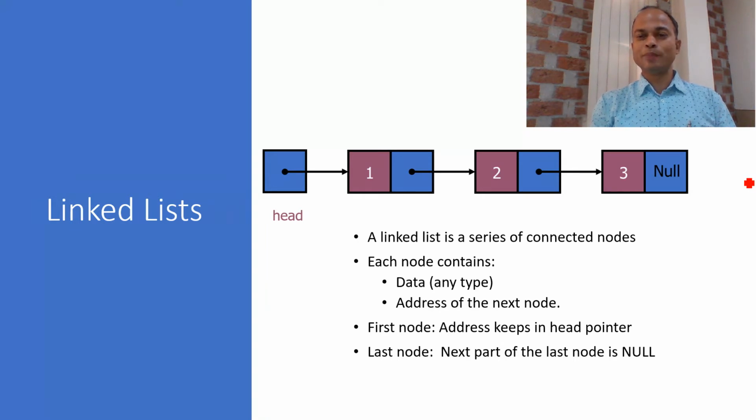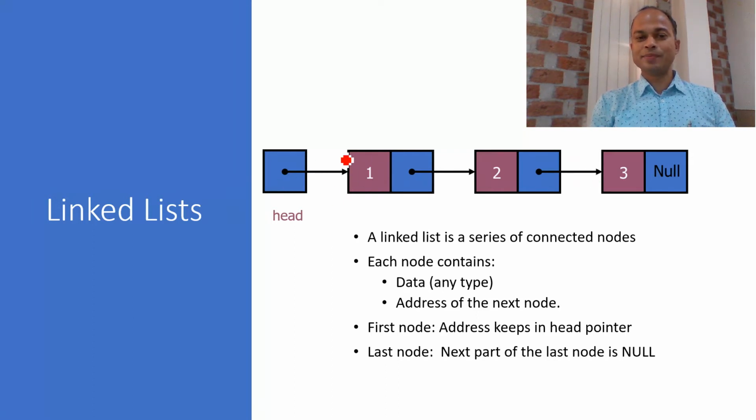Here there are two important observations. Number one, we have to keep the address of the first node and we are keeping this address in a pointer. This pointer is called head. Head always keeps the address of the first node. We have such an arrangement because if we forget the address of the first node, then we cannot access the linked list, because through the head, we can access the linked list.